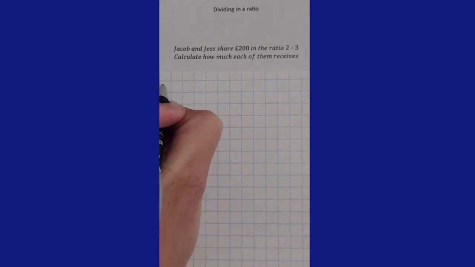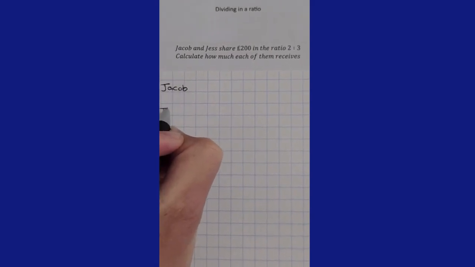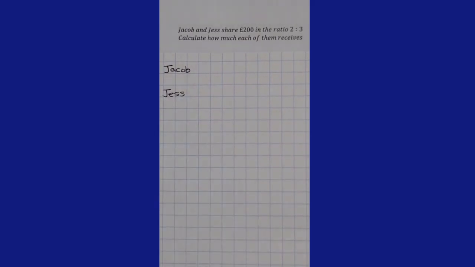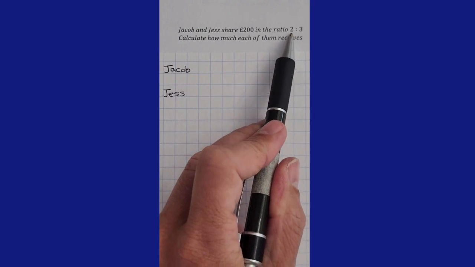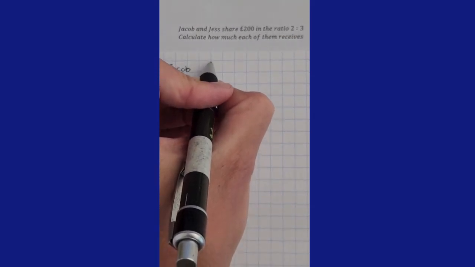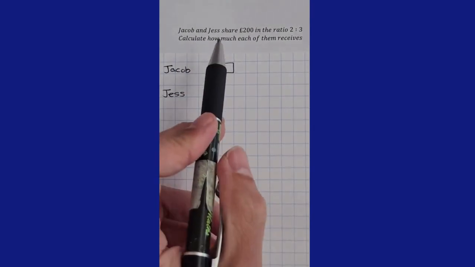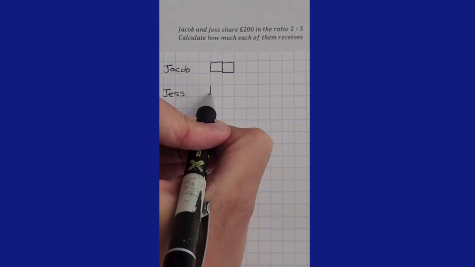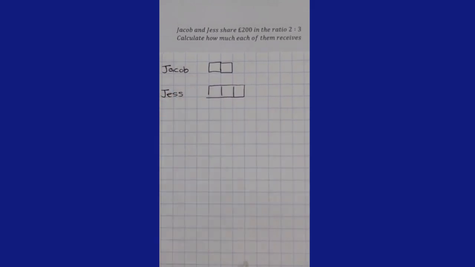So what we've got, I'm going to write Jacob's whole name out. Normally we could shorten it, but just for this instance, having chosen the same letter, it might be a bit confusing. So Jacob and Jess, they share £200 in the ratio 2:3. Now, the first number always corresponds to the first person in the question. And I've got 2 boxes for Jacob. The reason I've got 2 boxes is because in this ratio, he's represented by the 2, which means Jess is represented by the 3. So we call this method the box method.